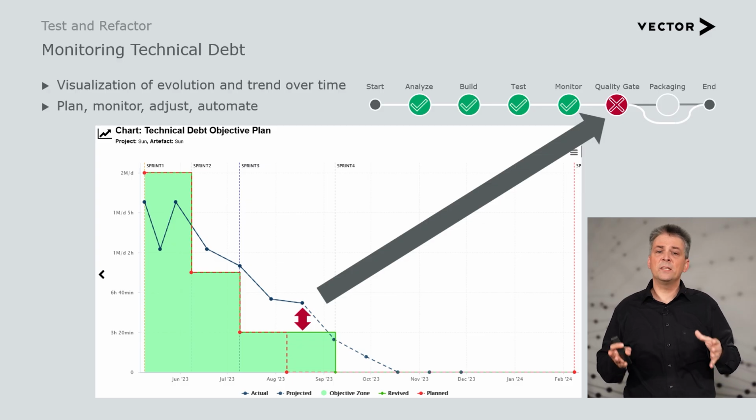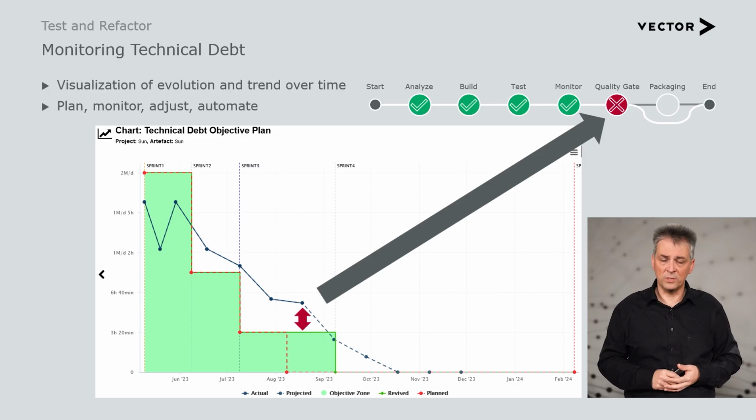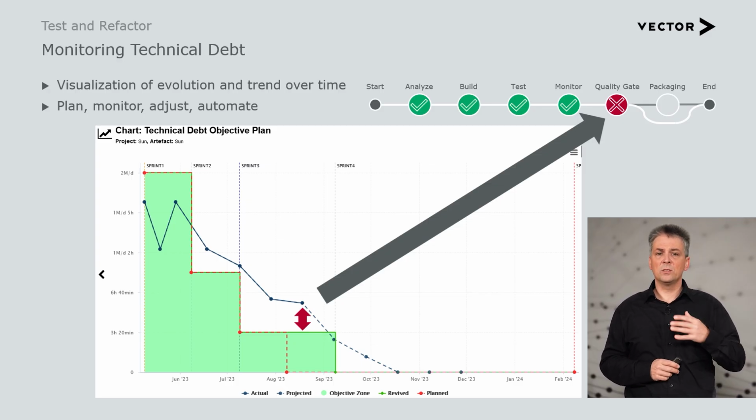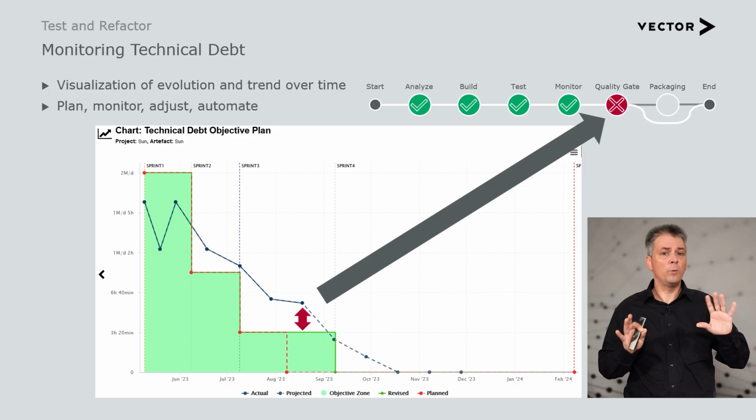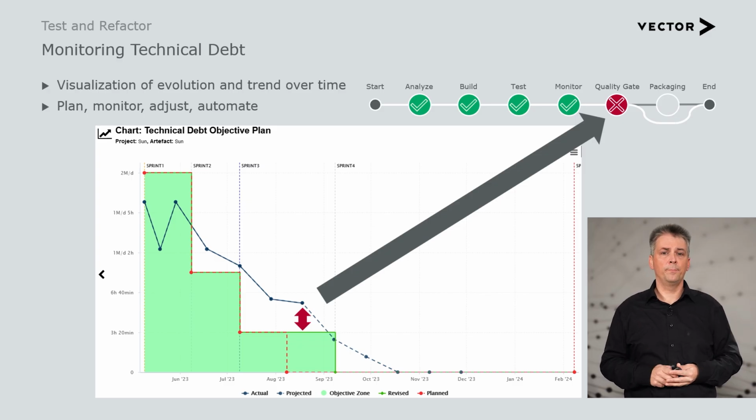And if we integrate this as a quality gate into our build pipeline, you see an example in the upper right corner of the slide, then as soon as we are out of this target range at an important point in time, we can stop the development pipeline, stop the build pipeline and say, okay, we have not reached our target objective. So we have done something wrong. We are not where we want to be.